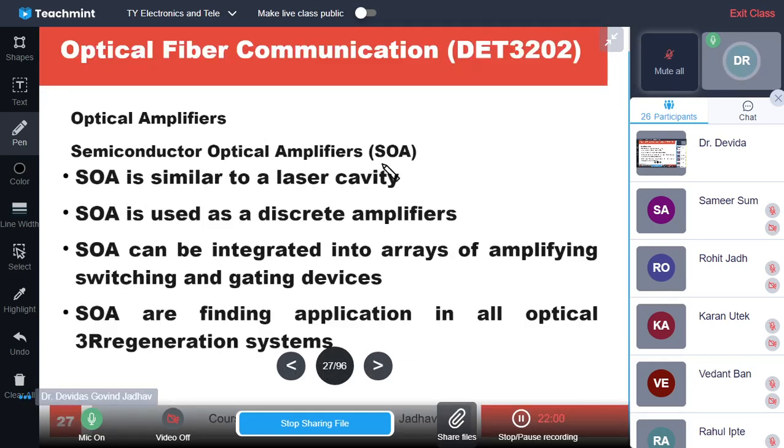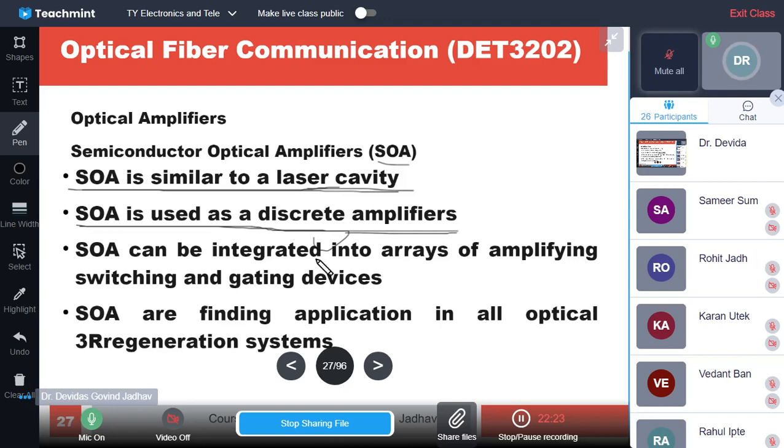So the semiconductor optical amplifier, SOA, is similar to a laser cavity, isn't it? It is the very same as a laser cavity. It is nothing but a laser cavity. So SOA is used as a discrete amplifier.